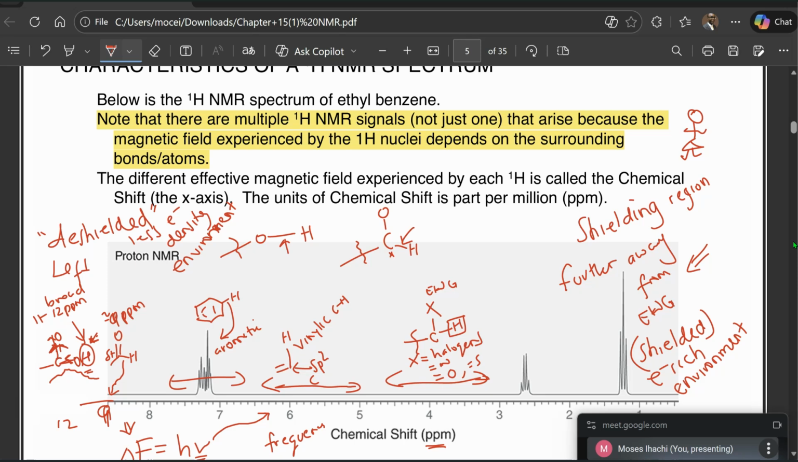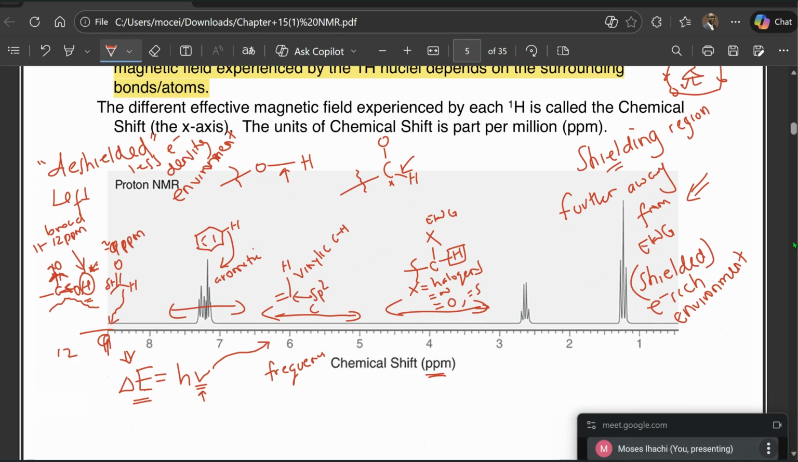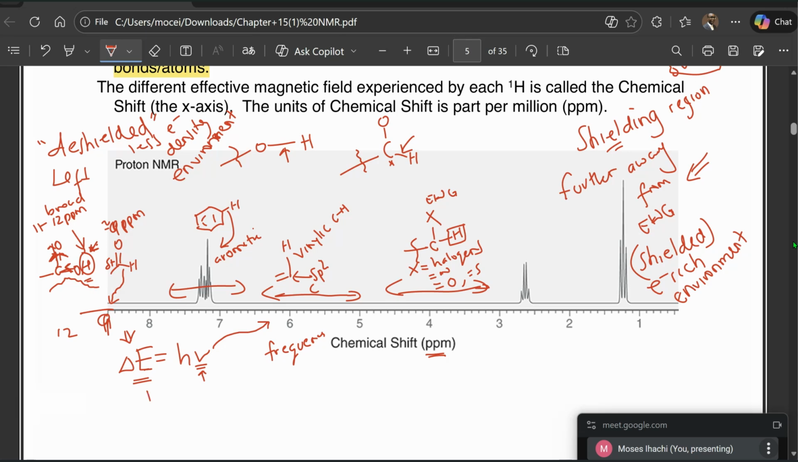Like that is you. And then you have this wall of electrons. So when the magnetic field comes in, we call it B0, it finds electrons there, and therefore it's difficult for the magnetic field to reach you, the proton. Okay. So you are shielded. And therefore, the gap is going to be smaller. Delta E will be smaller. E is directly proportional to frequency, so the numbers will be smaller.